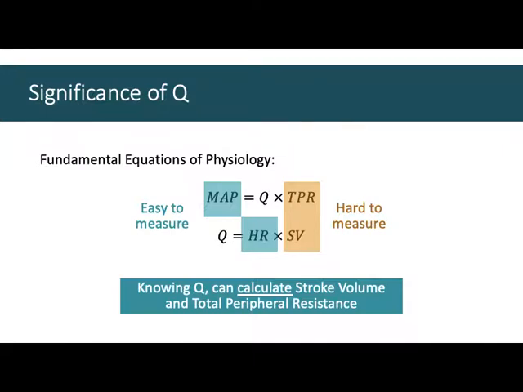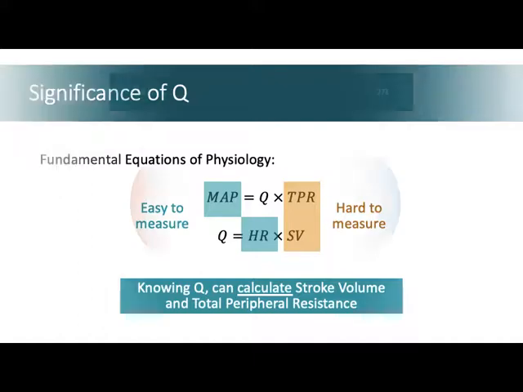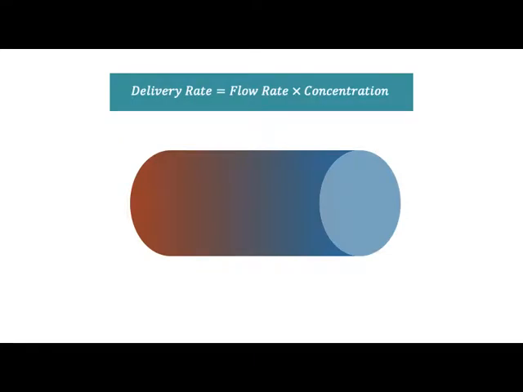So let's graphically explore this concept. We went from Adolf Fick's equation in words to understanding the idea of delivery and how the equation described delivery to how the equation described uptake. So it's a stepwise increase in complexity. Remember, here it is again in words. Delivery rate is flow rate times concentration.